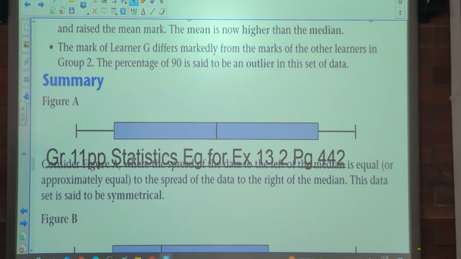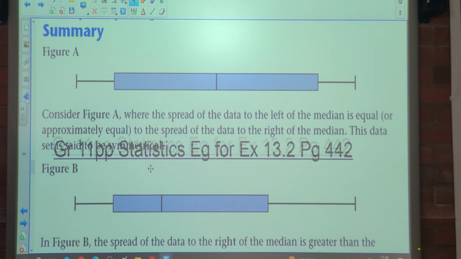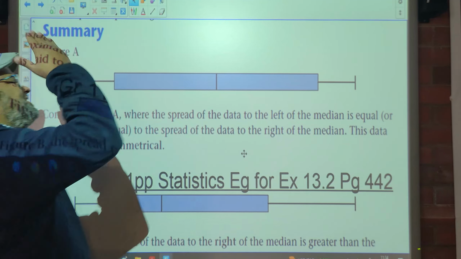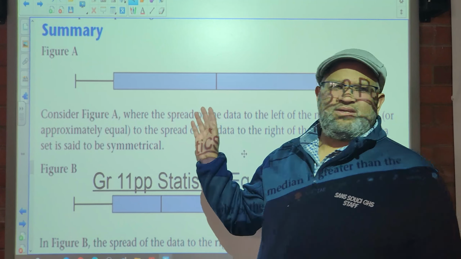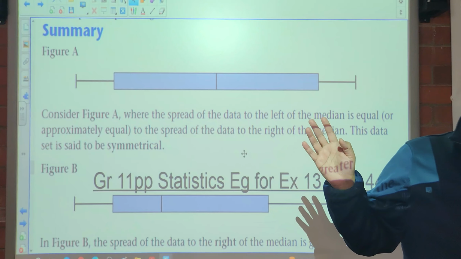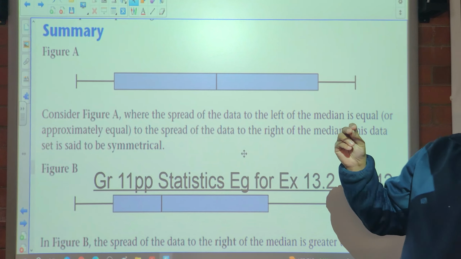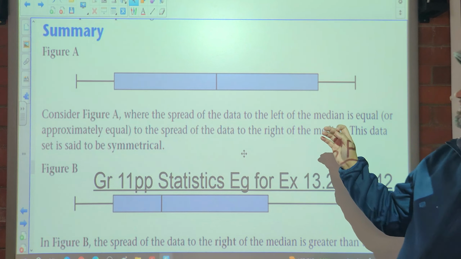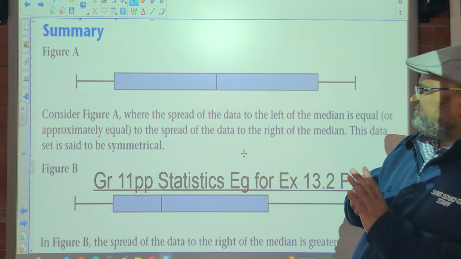So in summary, we can make a note here. Consider figure A, where the spread of data to the left of the median is equal or approximately equal. It doesn't have to be exactly the same, it could be out by very, very few units, considering the type of data you're using. If it looks about symmetrical, we say the graph or the data is symmetrical.